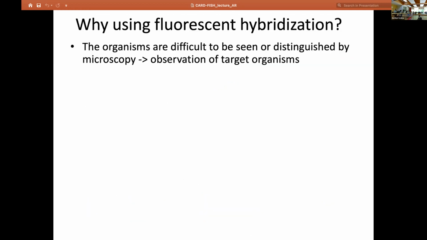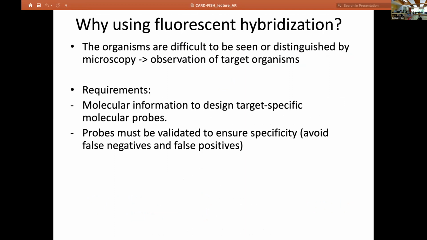And then why do we want to use this technique, okay? In this case, we have organisms that are difficult to see or distinguish by microscopy, like for the other stainings that we saw before. But in this case, we want to target the organism we want to see at the level that we need: species level, genus, family, whatever, okay? It relies on designing molecular probes that are target specific. As I said, the specificity is the one that we need, that we want.